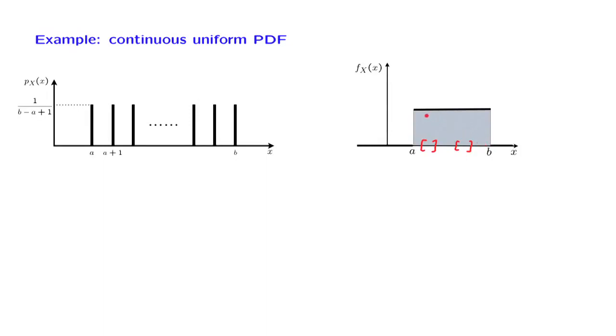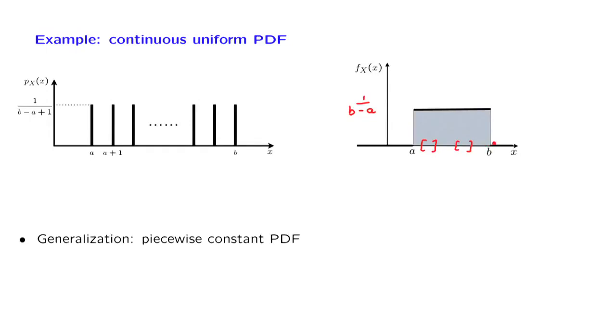By the way, since probabilities must add to 1, the area of this rectangle must be equal to 1, and therefore the height of this rectangle has to be 1 over b minus a. So that we have a height of 1 over b minus a, we have a length of b minus a, so the product of the two, which is the area, is equal to 1.